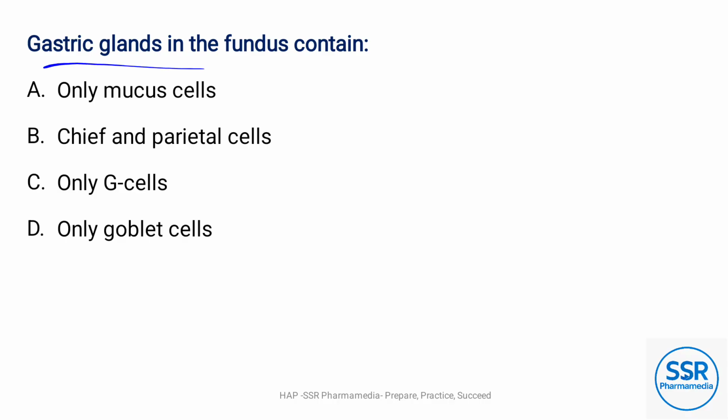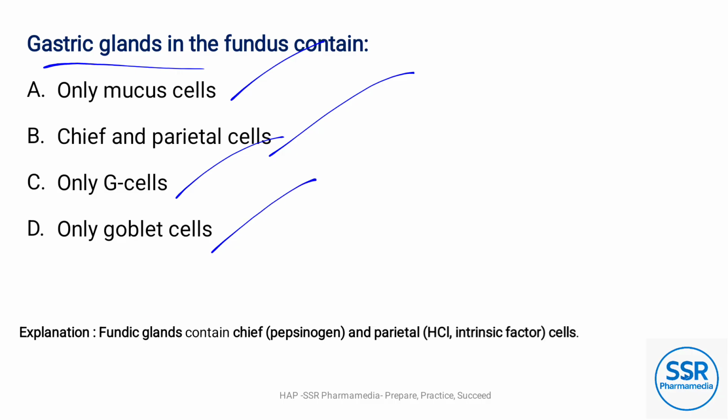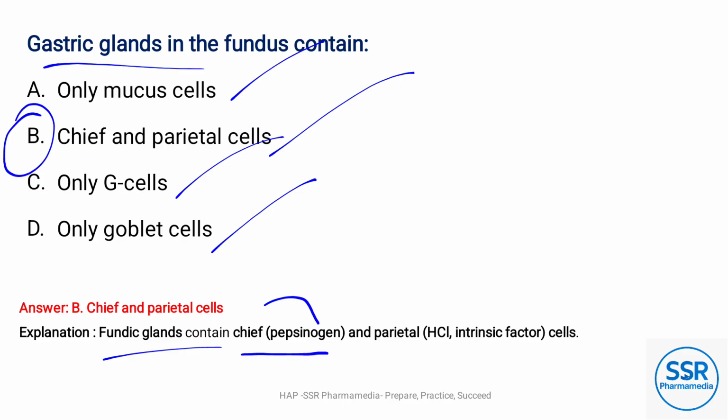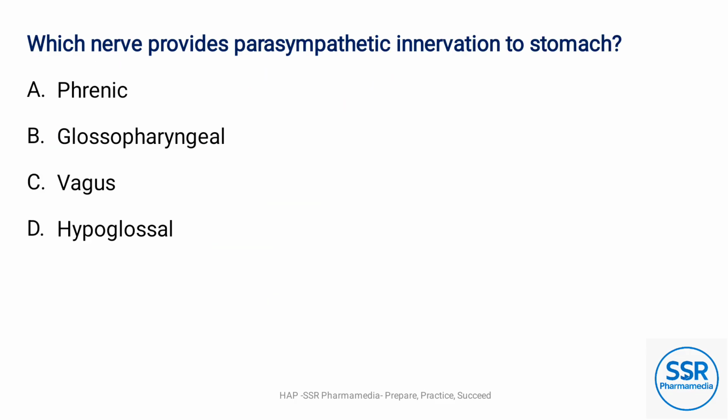Gastric glands in the fundus contain option A, only mucous cells. Option B, chief cells and parietal cells. Option C, only G cells. Option D, only goblet cells. The answer is option B, chief cells and parietal cells. Fundic glands contain chief cells, which secrete pepsinogen. Parietal cells secrete HCl and intrinsic factor.